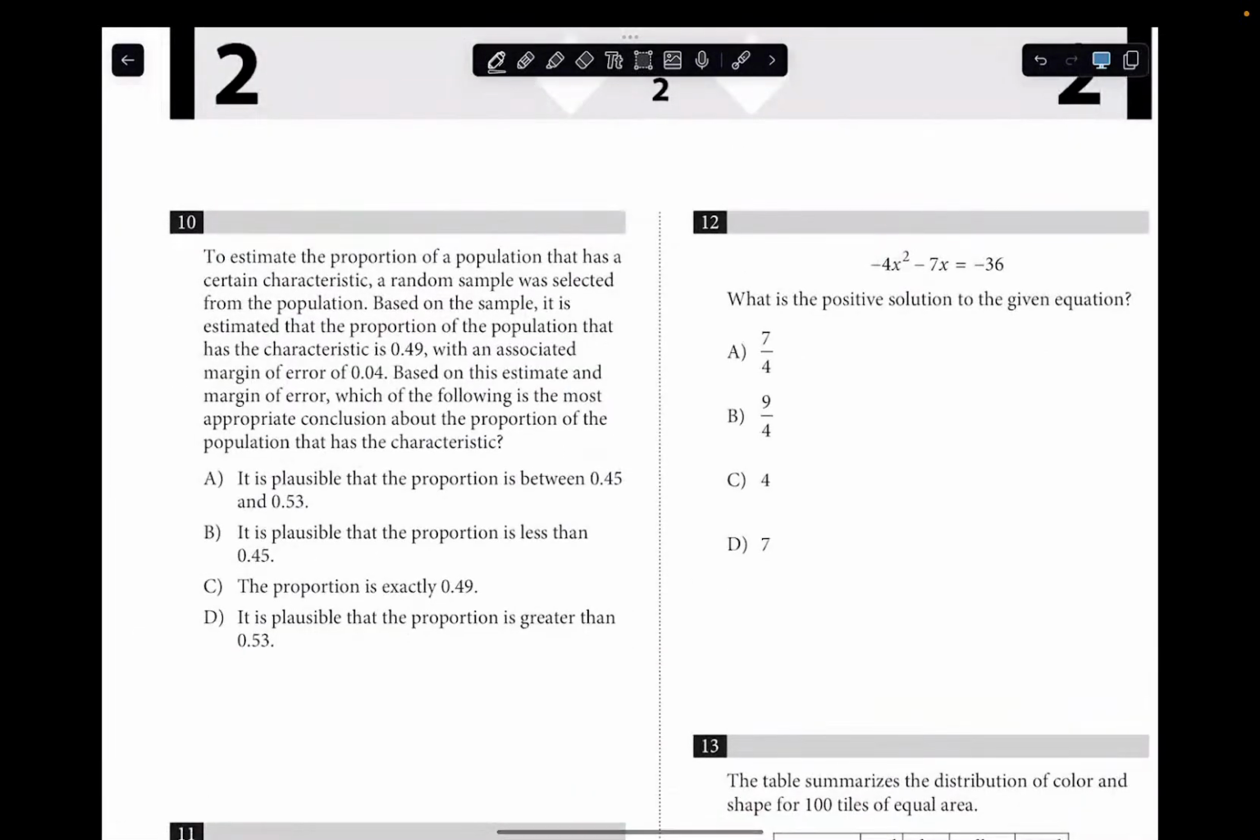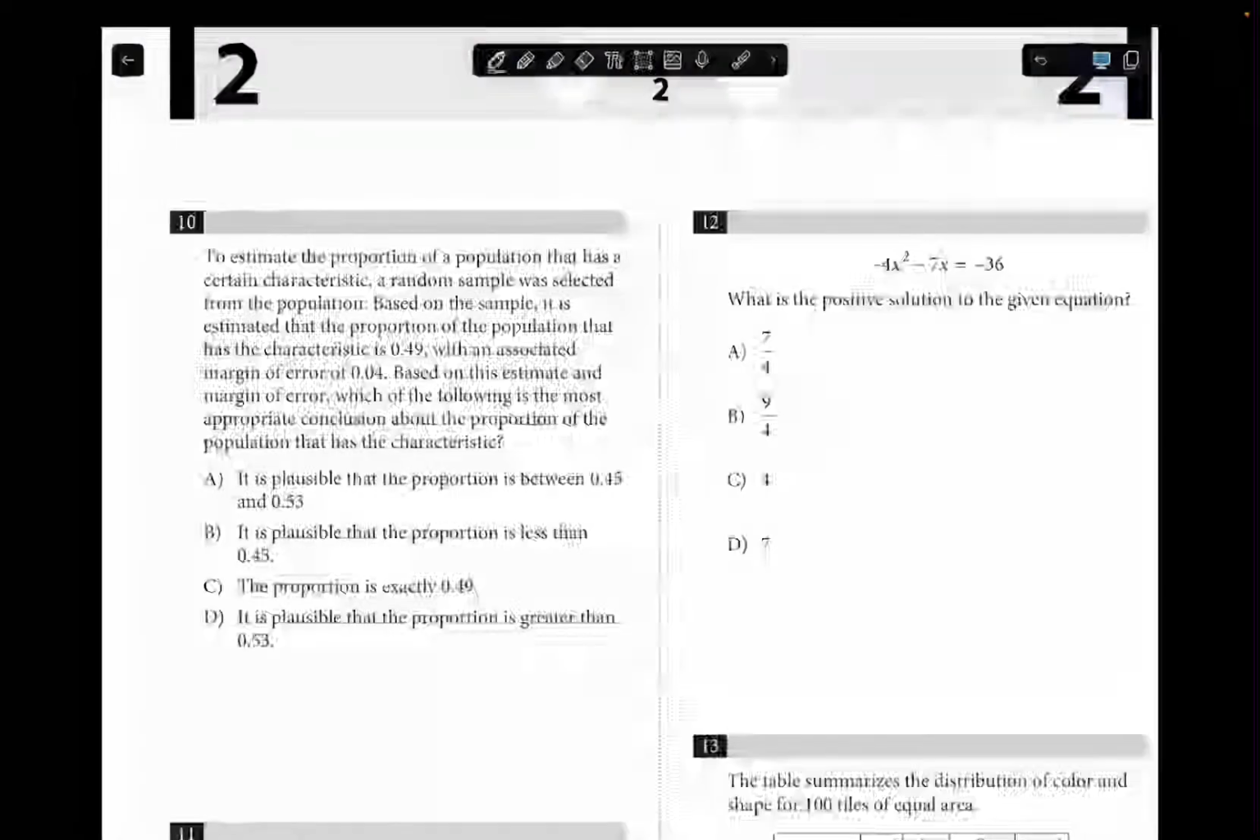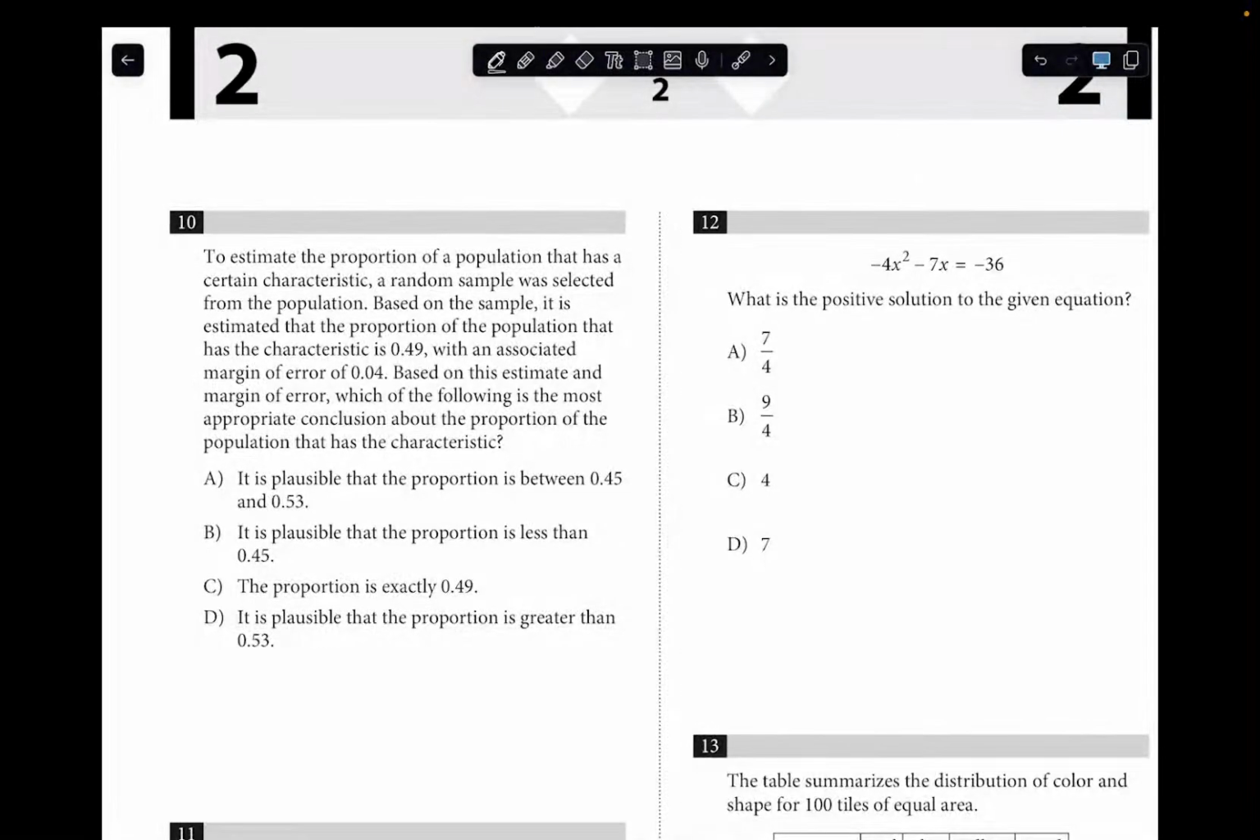To estimate the proportion of a population that has a certain characteristic, a random sample was selected from the population. Based on that sample, it is estimated that the population has a characteristic of 0.49 with the associated margin of error of 0.04. Based on this estimate and the margin of error, which of the following is the most appropriate conclusion about the proportion of the population that has this characteristic?